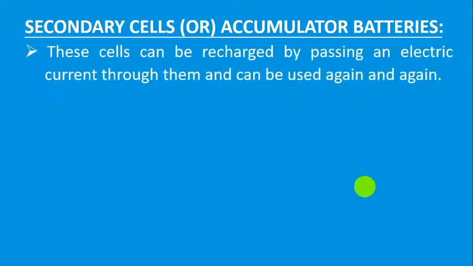Now let's move to the secondary cell, or accumulator. Unlike the primary cell, which is not rechargeable, these are rechargeable, and the reaction that occurs in them is reversible. When they are used up, they can still be recharged for the reaction to occur again and again.